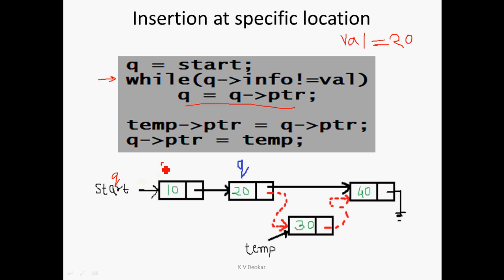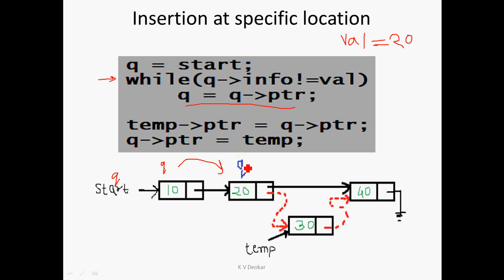Q will start from here. It will compare with the value 10, which is not 20, so it is not matching and we'll go ahead. Q is now here. Now Q info is 20, which matches val, so Q will stop here. So this is our Q.